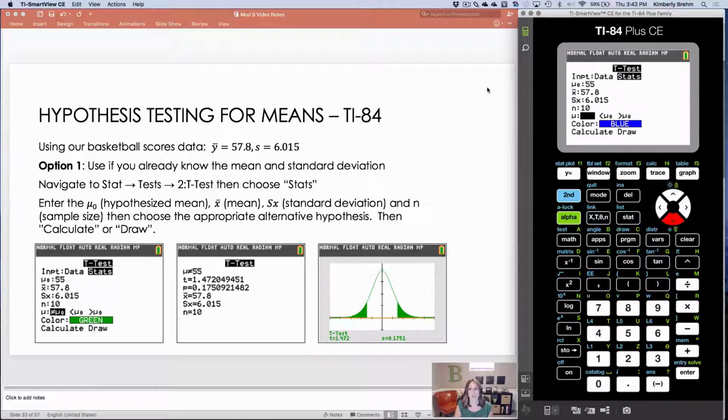And then I also need to choose down here the appropriate direction. Our alternative hypothesis was that the score was different than 55, so that's the not equal to. You can change the color if you've got one like mine, it doesn't really matter. And then I'm either going to calculate or draw, so I'm going to choose calculate here. Calculate gives me my test statistic of 1.472, which we've seen a million times before, my p-value of 0.1751 essentially, and if I would have chosen draw instead of calculate, it actually makes my little two-tailed test for me and then gives me those same values on that screen. So whichever way you want to go is completely up to you.